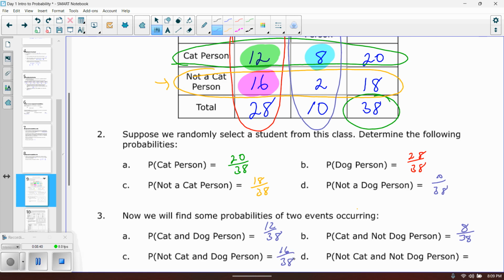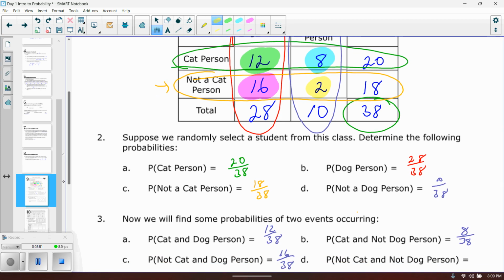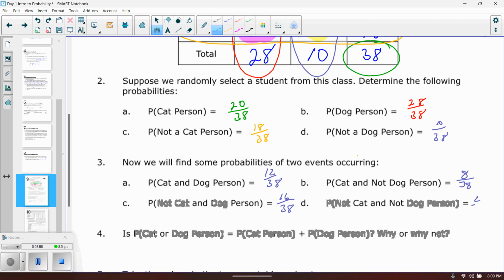And then the probability that somebody is not a cat or a dog person. So we have to find the column for neither one, and that is this one right here. Scroll back up real quick. Again, not a dog, not a cat. There's 2 out of 38 people that are not cat and not dog people.